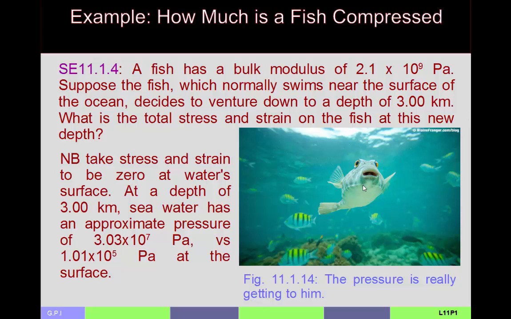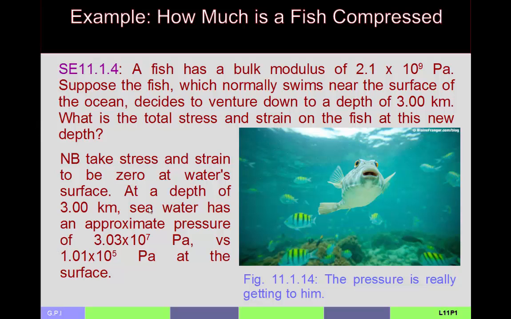Assuming for some reason that the fish doesn't make any internal changes, though fish do make internal changes, they use a swim bladder to dive or to float. So this is not a perfect example of how a fish actually would operate, but maybe if the fish is actively swimming down as opposed to passively sinking by using its swim bladder, the question is how much stress and strain are we going to be putting on this fish?